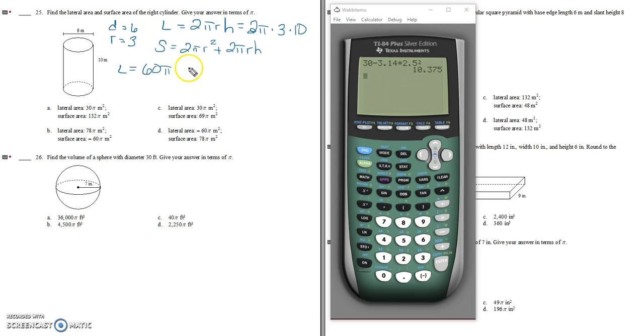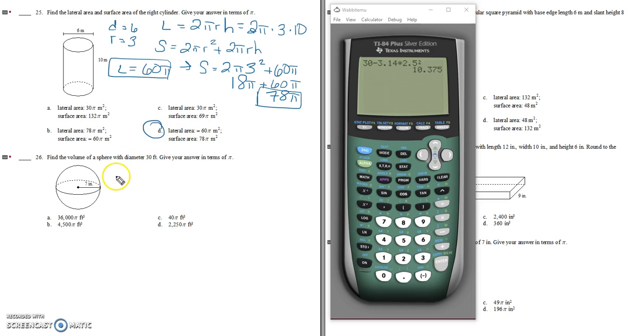Okay. Then my surface area, I'm going to have 2 times pi times 3 squared plus, and I've already found 2 pi rh, it's 60 pi. So 2 times pi times 3 squared is going to give me 18 pi plus 60 pi. That's going to give me 78 pi for the surface area. So I'm looking for 60 pi for the lateral and 78 pi for the surface area. And I have 60 pi here at D and surface area 78. Please note that they switched them here at B. And the answer is D.